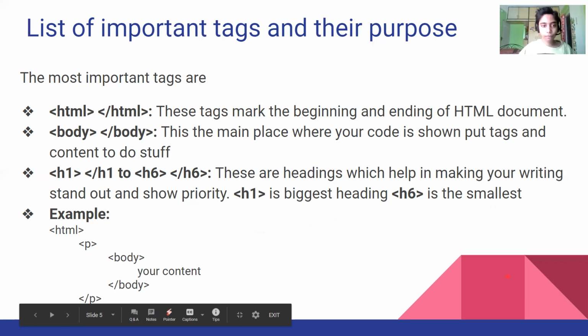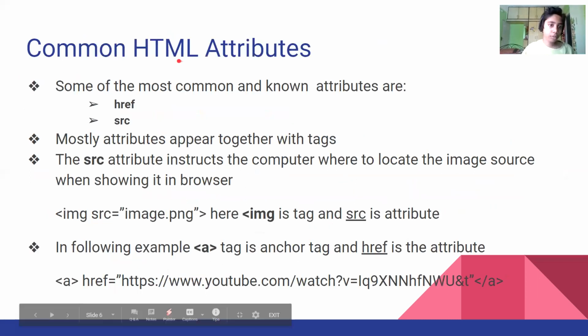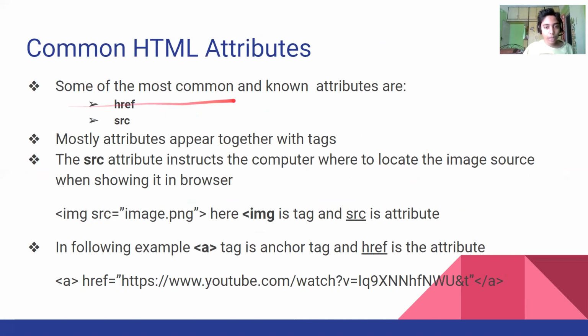Next, common attributes which are really important for HTML4 at least. Some of the most common attributes are href and src. Mostly attributes appear together with tags. Like the image tag, I showed you that example with the image tag and src. The source says that, well, that's a source, and you're supposed to put it right there.